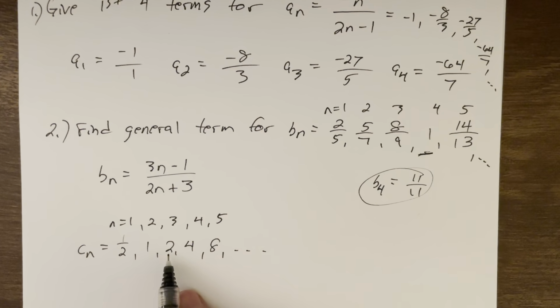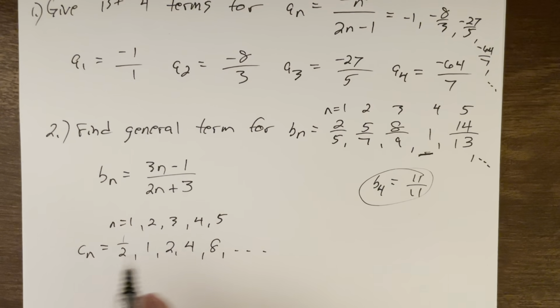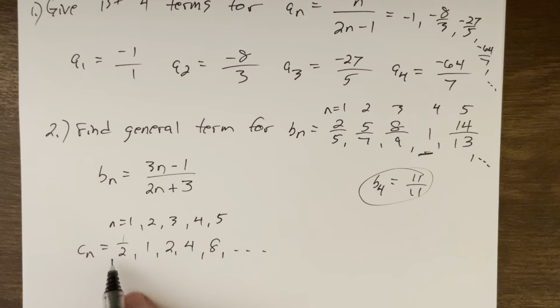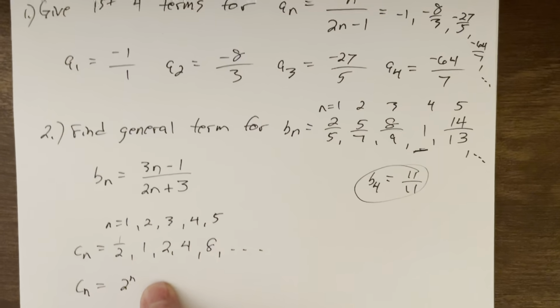But 1 times 2 gives me 2. 2 times 2 gives me 4. 4 times 2 gives me 8. Even going back to the beginning, 1/2 times 2 gives me 1. So that pattern does work. So that should make us feel that we need a 2 to the n.